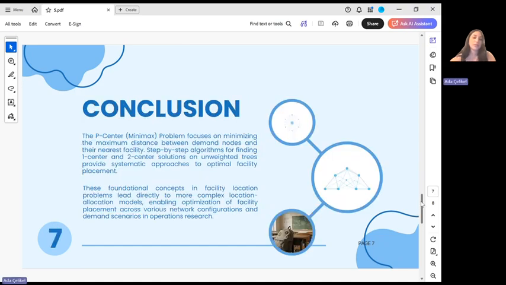To conclude, the P-center minimax problem is an important optimization model in operations research. The main objective here is minimizing the maximum distance between facilities and demand points.